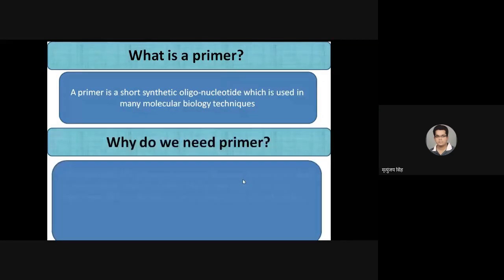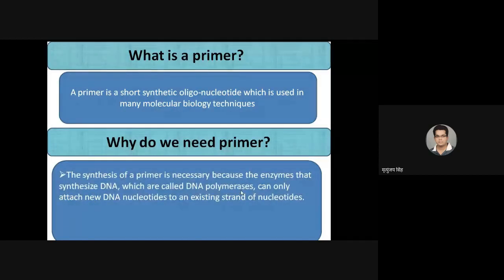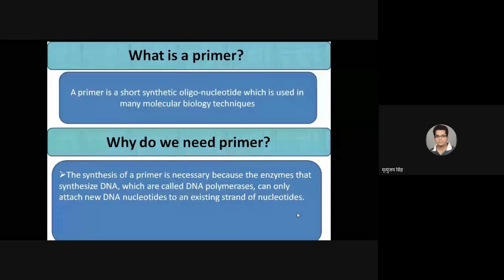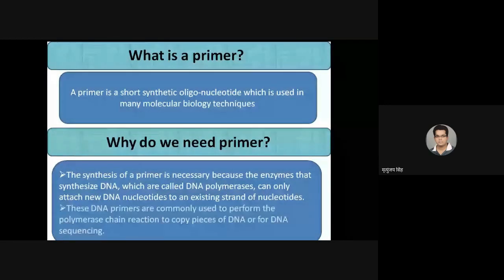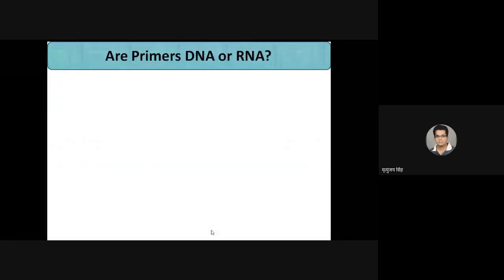The synthesis of a primer is necessary because the enzymes that synthesize DNA, which are called DNA polymerases, can only attach the new nucleotide to the existing strand of nucleotides at the 3' end where the OH group is present. These DNA primers are commonly used to perform polymerase chain reactions to copy pieces of DNA or for DNA sequencing purposes. Are primers DNA or RNA?